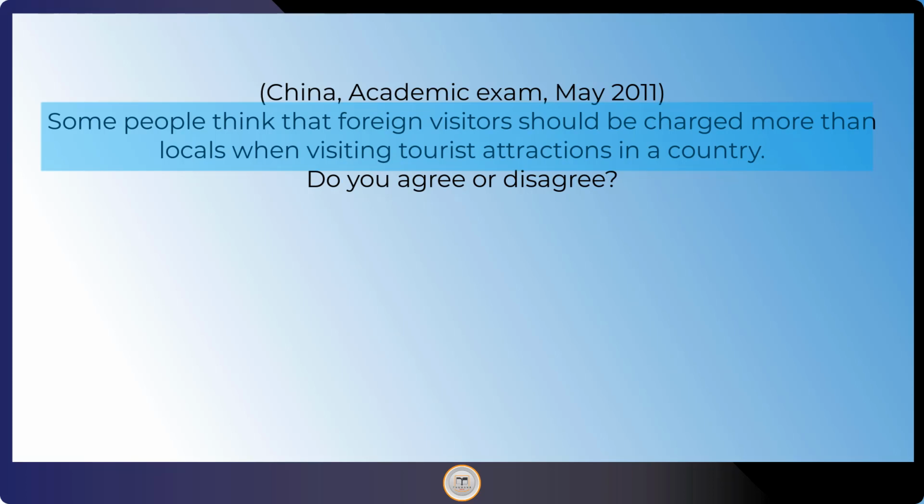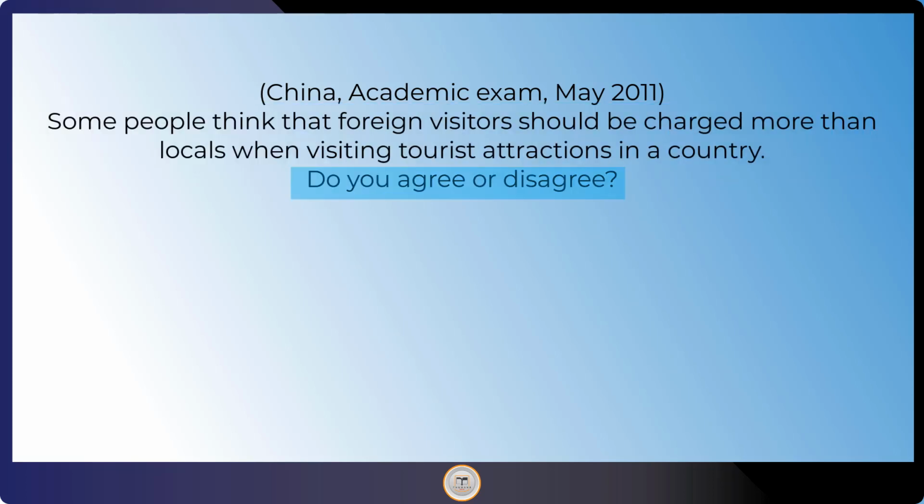It's the second portion of the task that tells us what we're supposed to do. Do you agree or disagree? Now here we're kind of being challenged with a question.